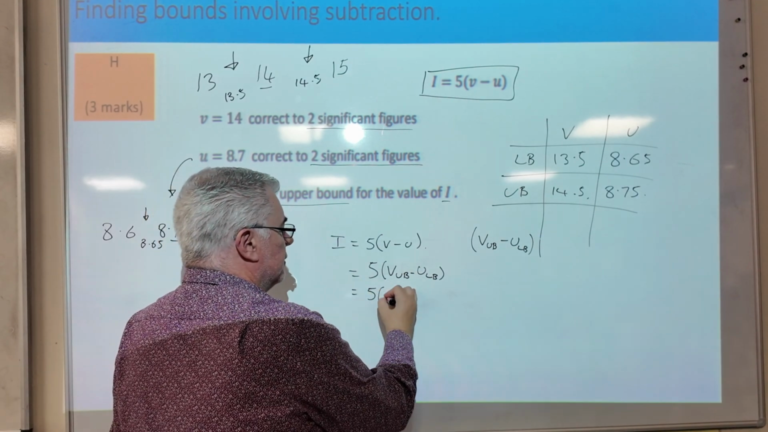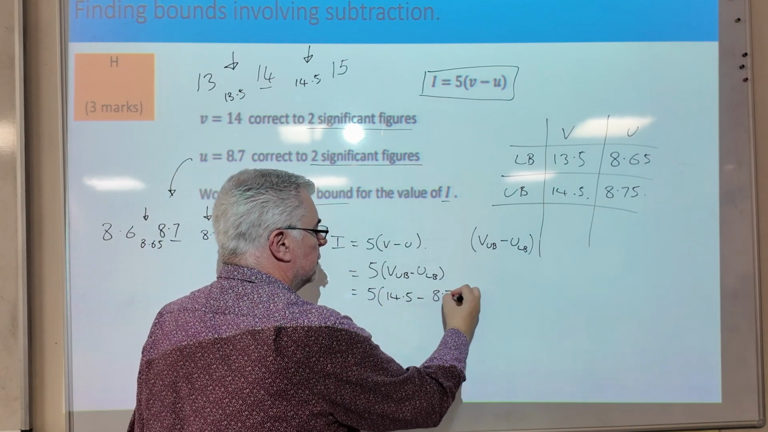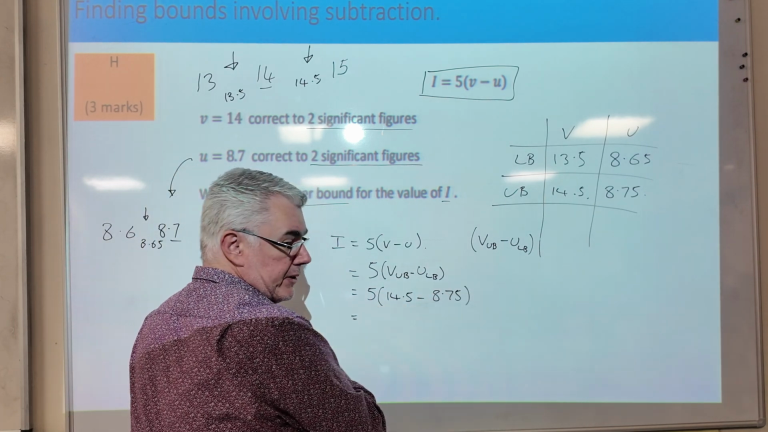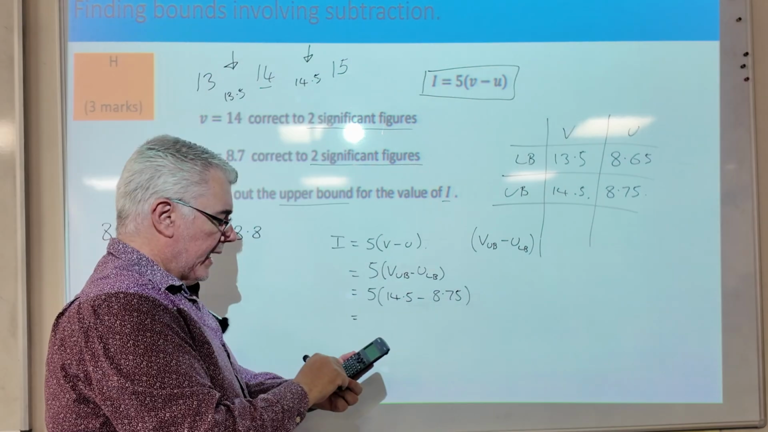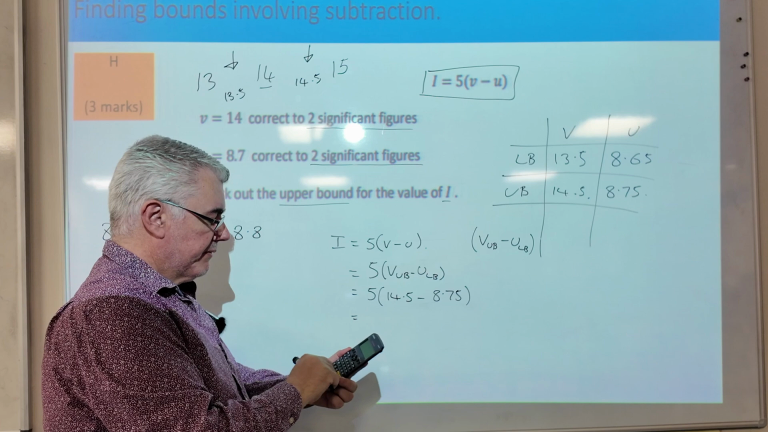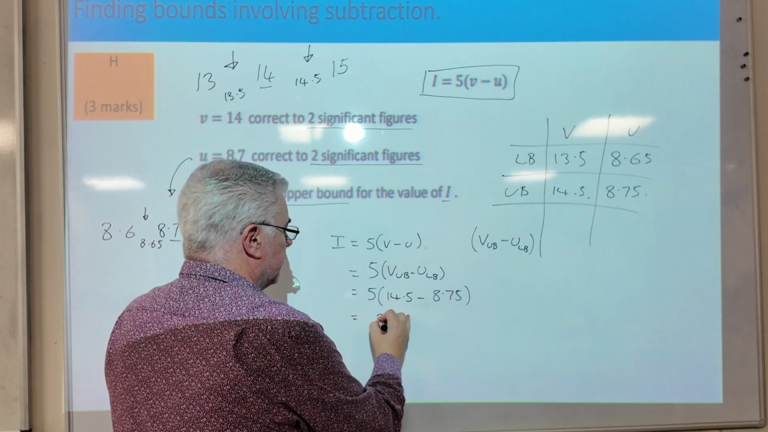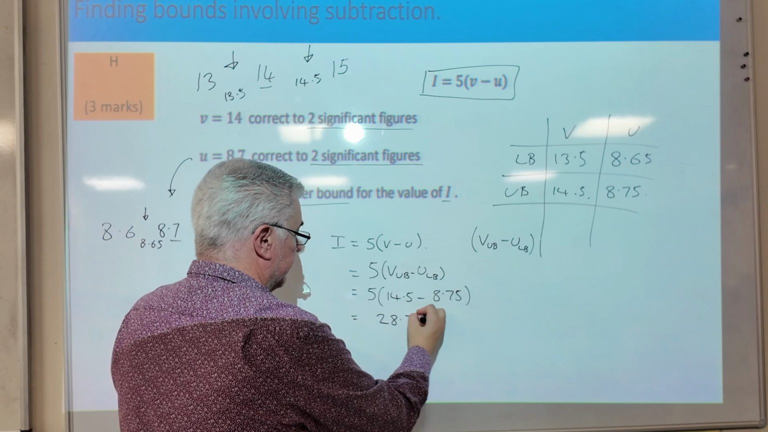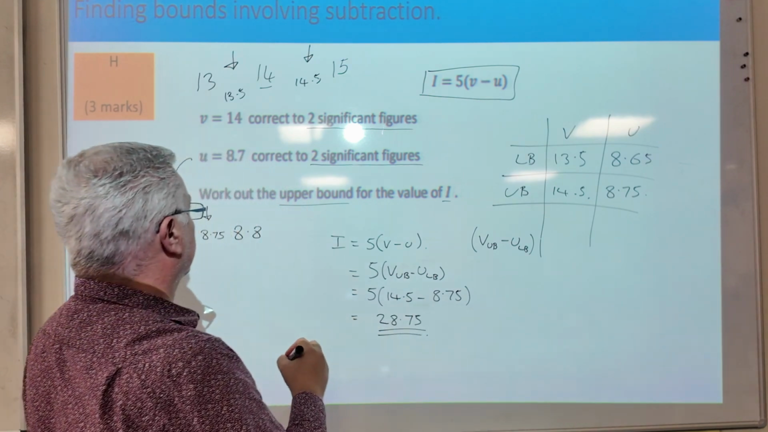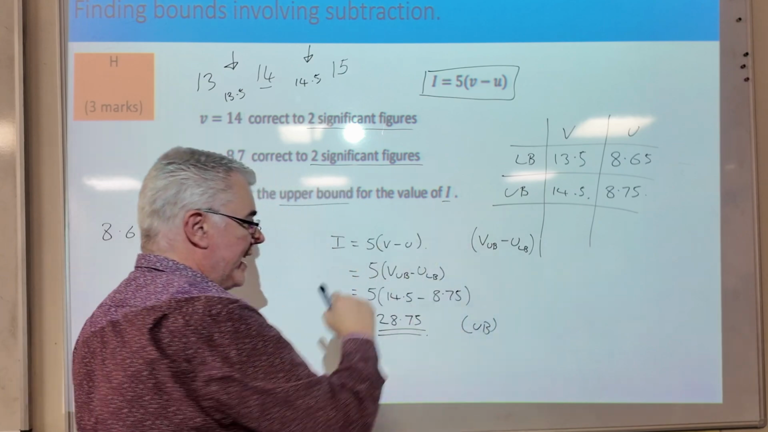V upper bound, take away U lower bound, and I need to get my trusty calculator out once more. 5 brackets 14.5 take away 8.75 gives me 28.75. That is the biggest possible value that I can be.